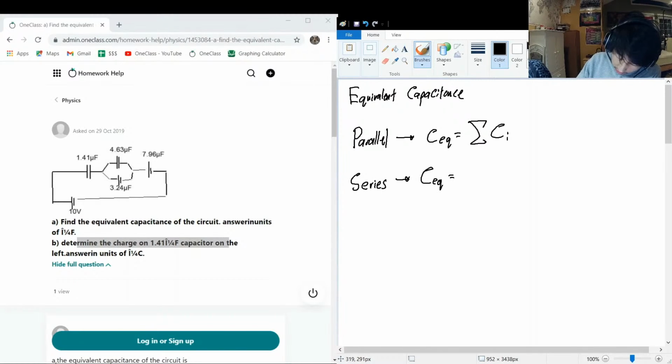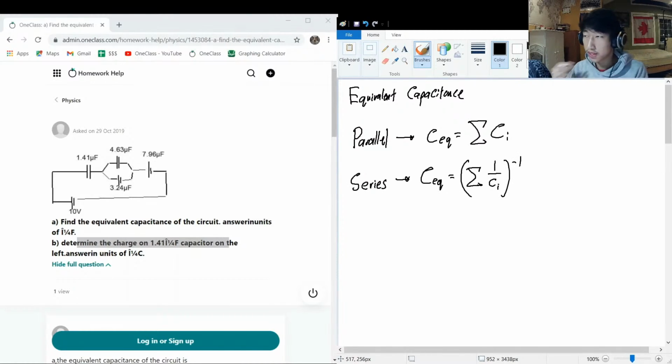is kind of similar to what you would do with parallel resistors. So 1 over... You have to add up the reciprocals of all the components and then take the reciprocal of that result. Okay, so that would be how you find the series capacitor values.